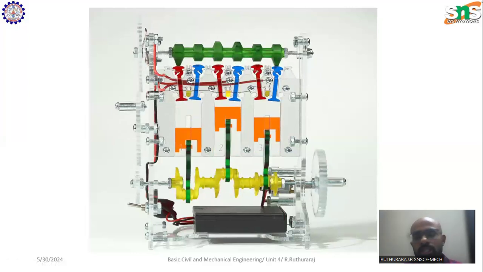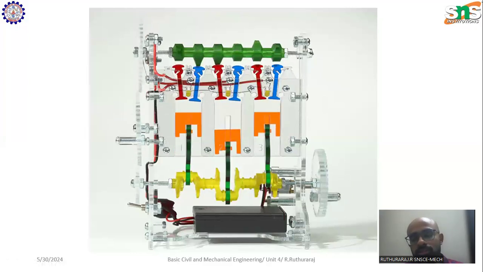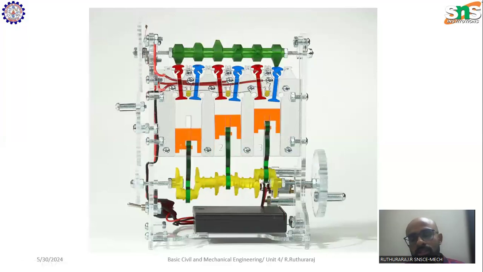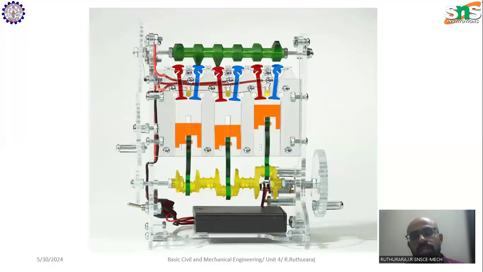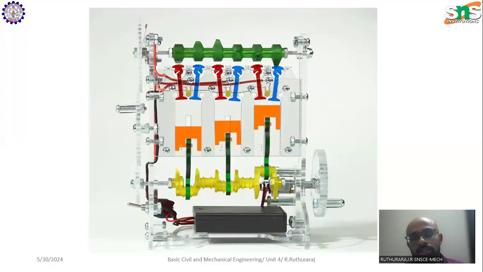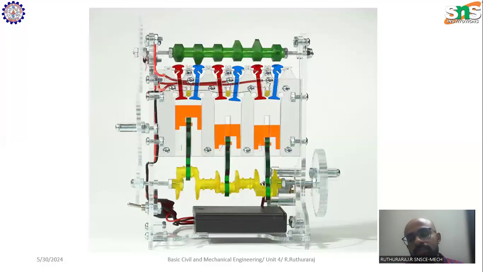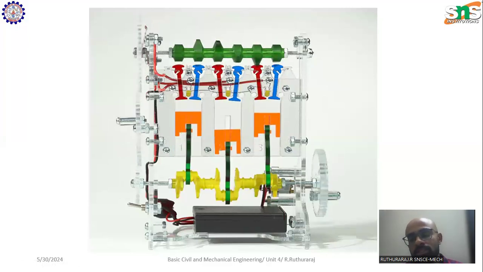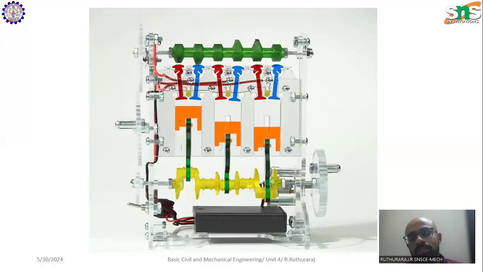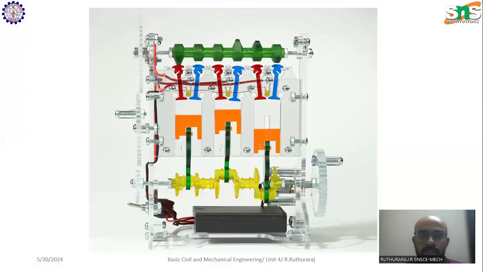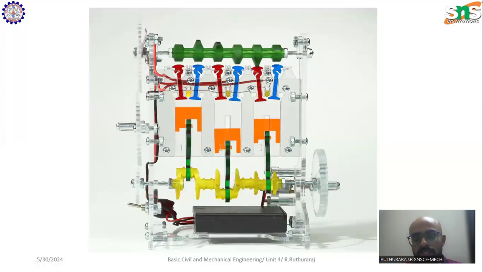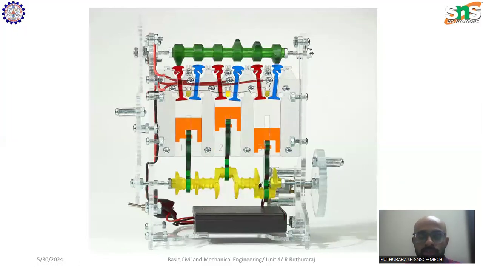So, what happens in an engine is that there are four major strokes in an engine. One is the suction stroke, where air will be sucked inside. The inlet valve will be opening and the air fuel mixture will be coming inside in case of a petrol engine, or air will be coming inside in terms of a diesel engine or a compression ignition engine. So that is called the suction stroke.